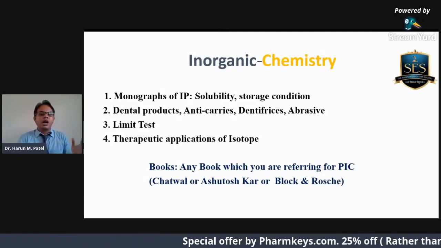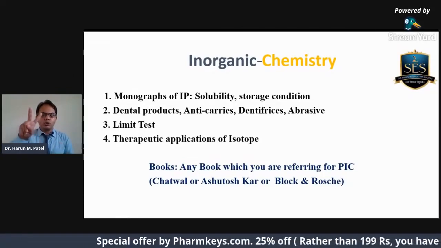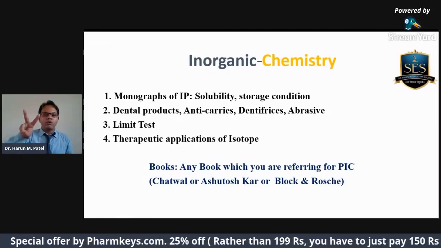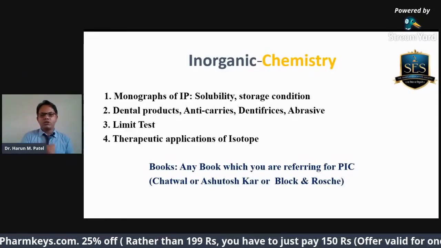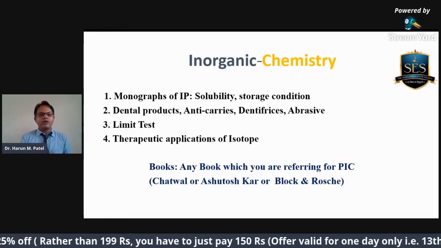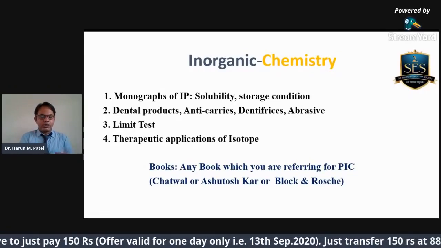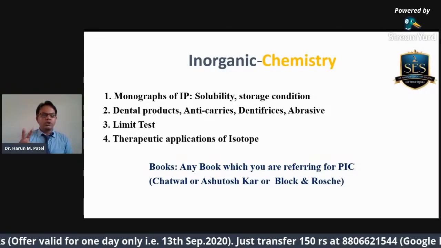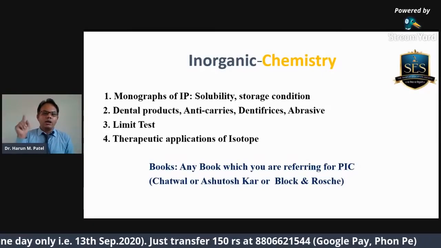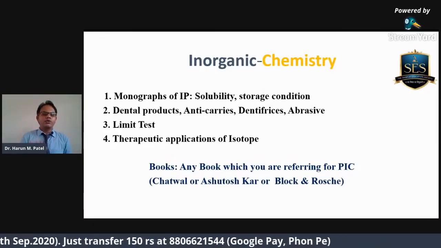Monograph of IP means people get scared on seeing IP, but there are only 2 pages, the front pages of a monograph of IP. You have to just read those 2 pages of the IP monograph, where they have discussed different things. They have given 2 to 3 tables. You must learn those 2 to 3 tables by heart, and among them one table is the solubility table.